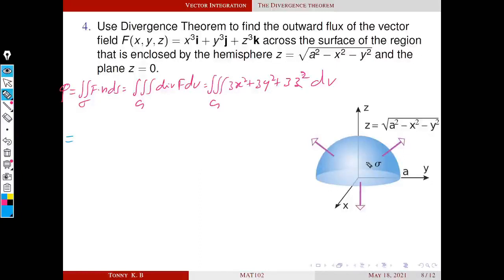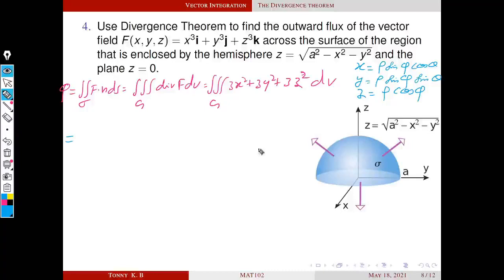Since our solid is part of a sphere, better we use spherical coordinates to compute this triple integral. That is easy. So what are the spherical coordinates? x is equal to rho sine phi cos theta, y is equal to rho sine phi sine theta, and z is equal to rho cos phi.